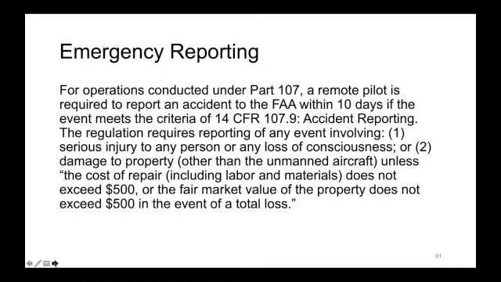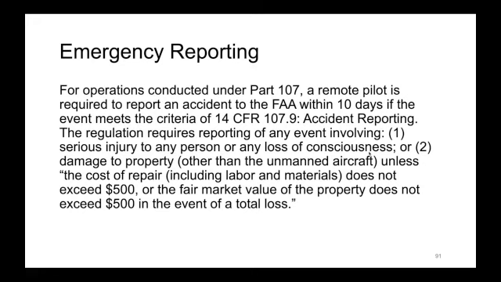Reporting under Part 107, if you are meeting the guidelines to report to the FAA, has to be done within 10 days. That has to be reported to the FAA, and you can go on their website, and we'll cover that in a later slide. But the regulation says to report any event, one, serious injury to any person or loss of consciousness. Now, that's really irrelevant, whether or not it was a serious injury or not.